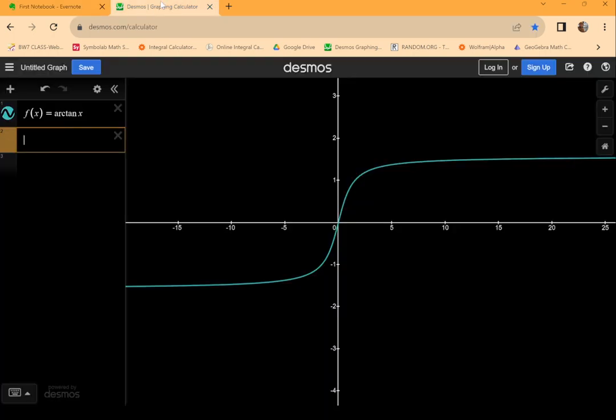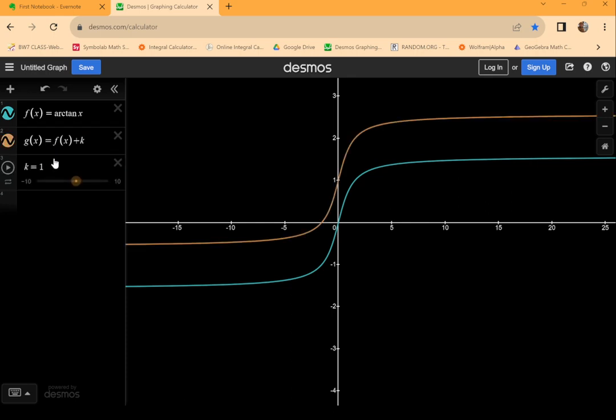So I'm going to switch over here to Desmos. Here I have an equation of a function f of x, and let me create a new function, which I will call g of x. G of x will equal my function f of x plus some constant k. So I'll add a slider here for k.